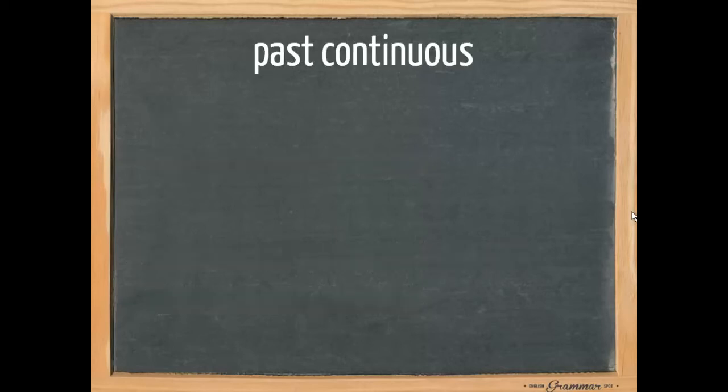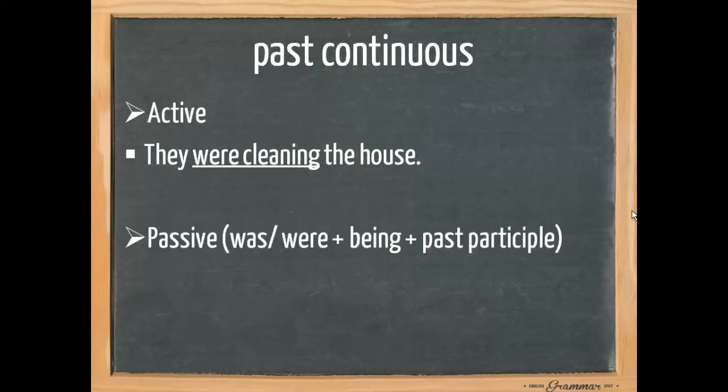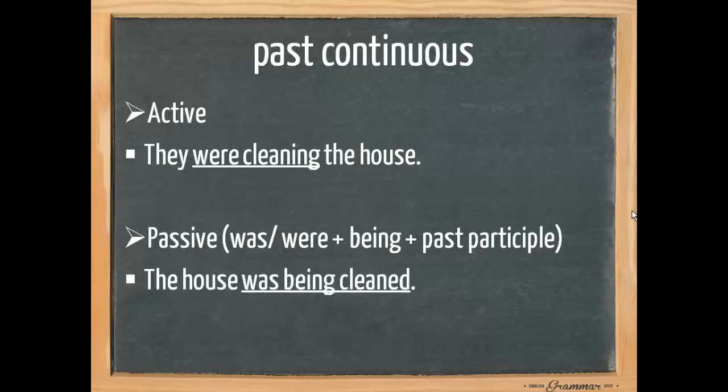A past continuous. An active sentence: They were cleaning the house. So, to make it into a passive, we'll put the house as the subject of the passive sentence. Remember, don't forget to put in being. Passive: was or were plus being and the past participle. The house was being cleaned. It was done by them, but that's not important.